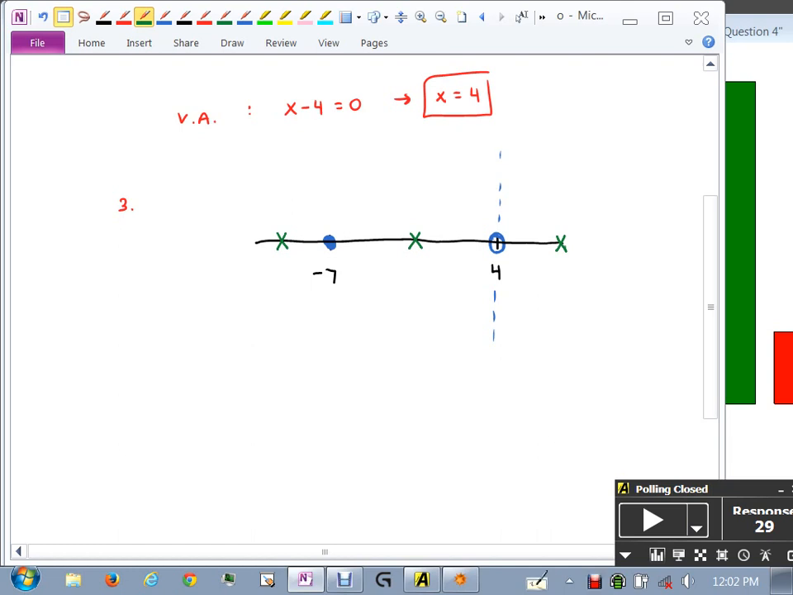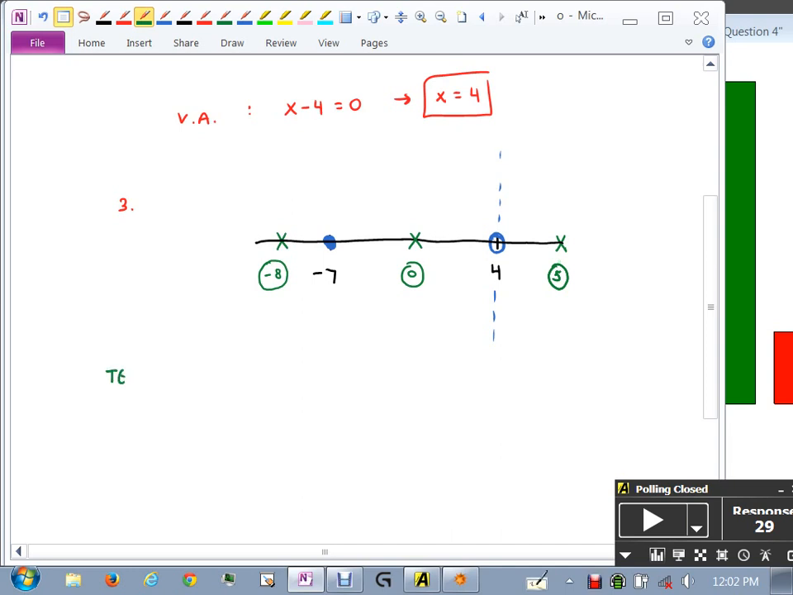So somebody give me a number to the left of -7. -8. I'm going to circle this. That's going to be a test point. How about something between -7 and 4? 0, good. Something to the right of 4? 5. Now I'm going to test these into the original inequality, the original problem.